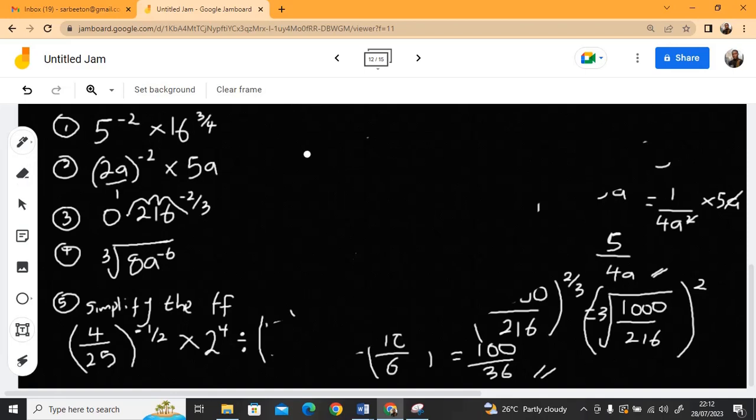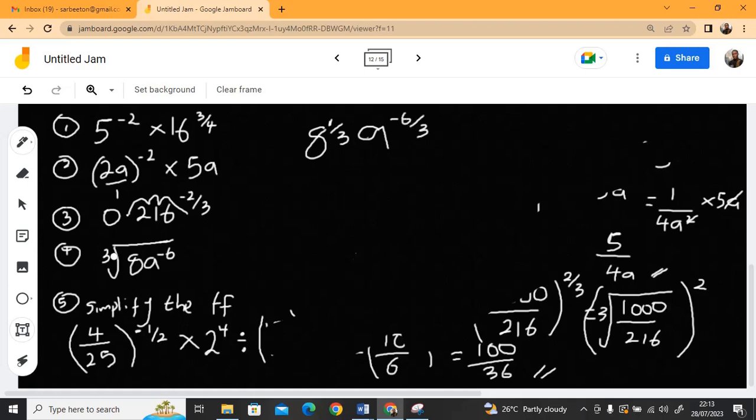You have this now. If you see this 3, if you have anything cube, root or anything, you're going to use it to divide the power. I told you that this 8 has a power of 1 originally. Now you're using this 3 to divide it: 1 over 3. Then this a raised to the power of minus 6 over 3.